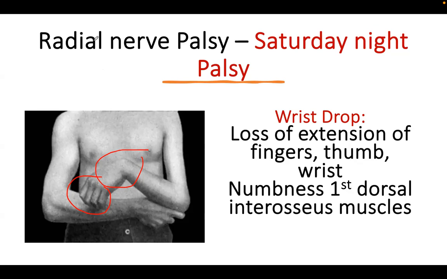Now, question, what is the first finger? Is it the thumb or is it the pinky? What is labeled as finger number 1 or digit number 1? It's going to be the thumb. So anticipate examiners presenting wrist drop without mentioning wrist drop by giving you this anatomic description. Loss of extension of the fingers, the thumb, and the wrists, and numbness of the first dorsal interosseous muscle.